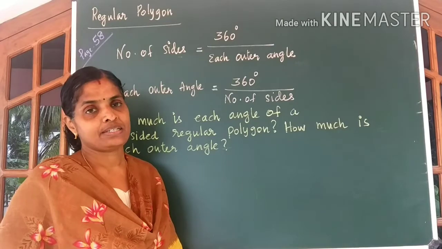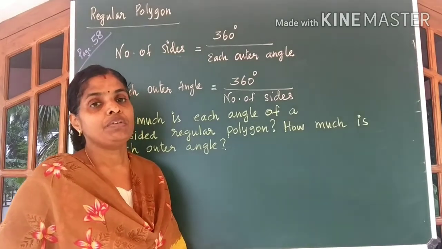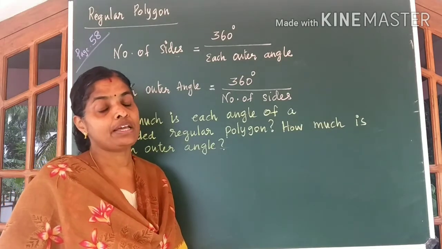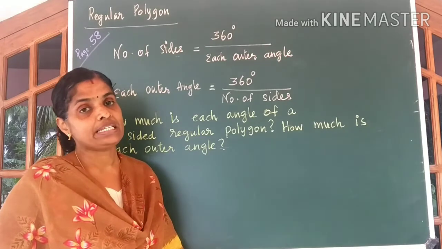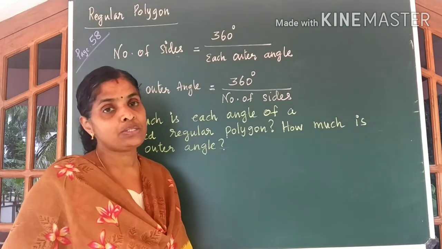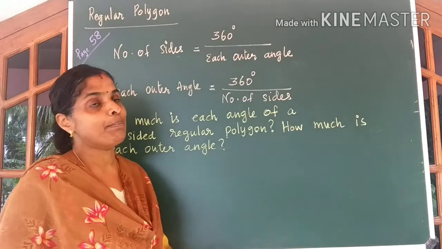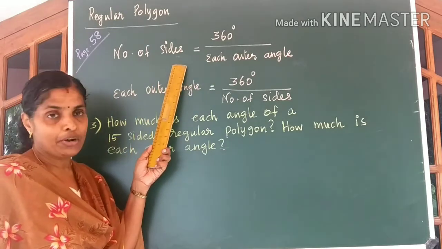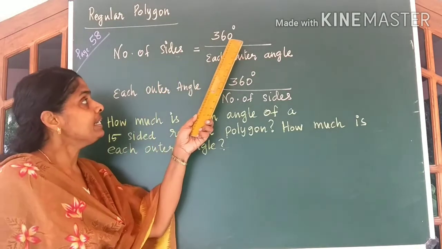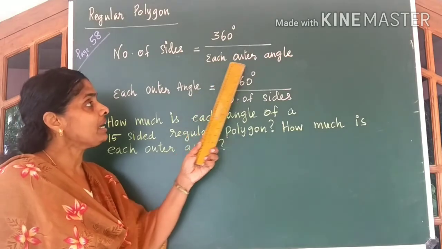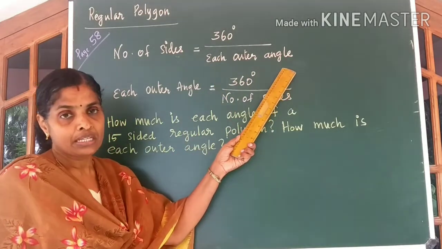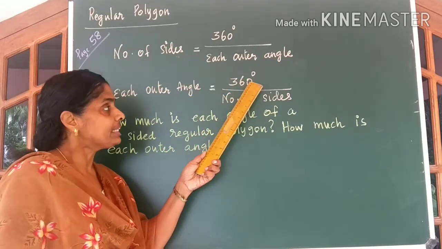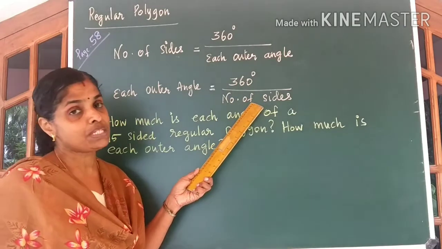Part of polygons. In our previous class, we were talking about regular polygons. A polygon with all sides and all angles equal is called a regular polygon. In the case of a regular polygon, you can remember these two formulas. To find the number of sides, the formula is 360 divided by each outer angle. Similarly, to get each outer angle, you have to divide 360 by the number of sides.